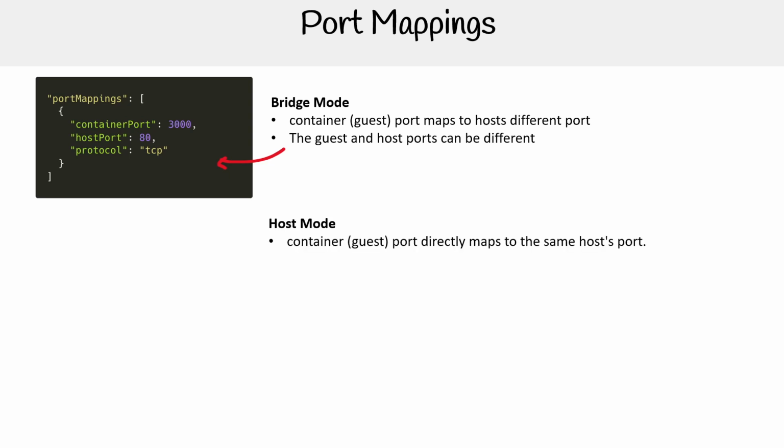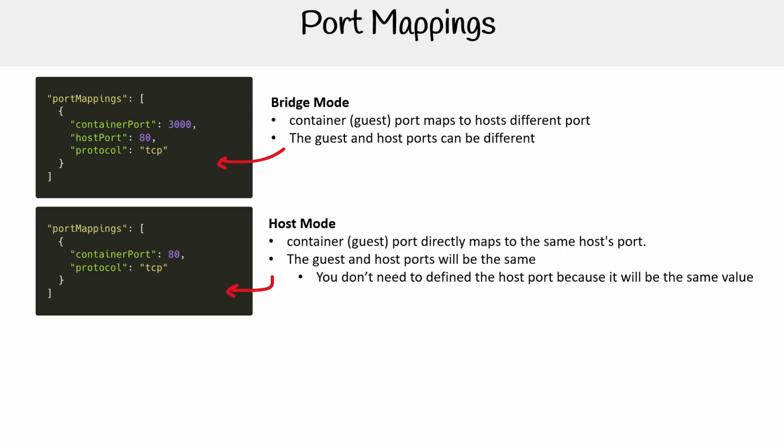You have host mode where each container port directly maps to the host port, and that means that when you specify the container port and the host port, they will be identical. Now notice that I'm not specifying the host port there because it's implied and we know that it's already going to be the same. So if you're set to host mode, you don't have to set the host port because it's going to be 80 like the container port.